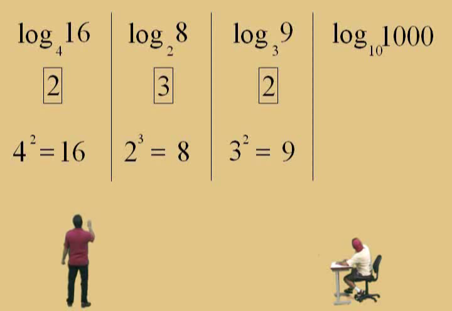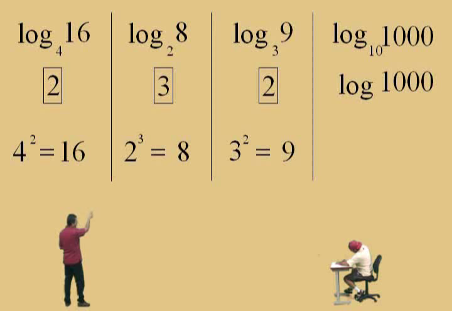Let's do another one. Log base 10 of 1,000. Now, log base 10 is actually referred to as the common log, okay? And generally when you have a log with a base 10, we don't put the base down there. So notice here, log base 10 of 1,000, we just say log 1,000. So when you don't see a base on your logarithm, it's assumed to be 10, when it says L-O-G like that.